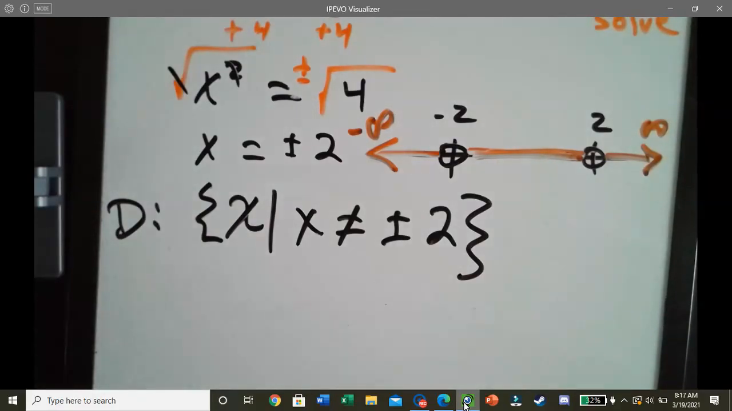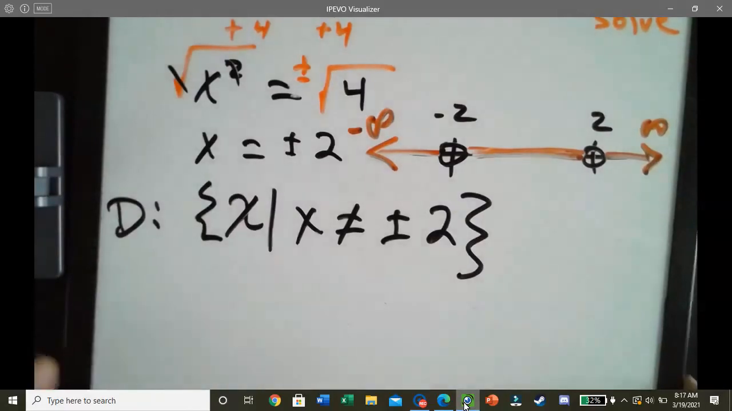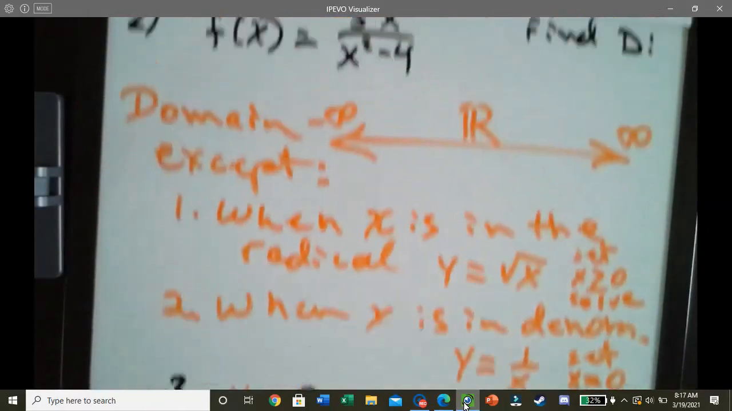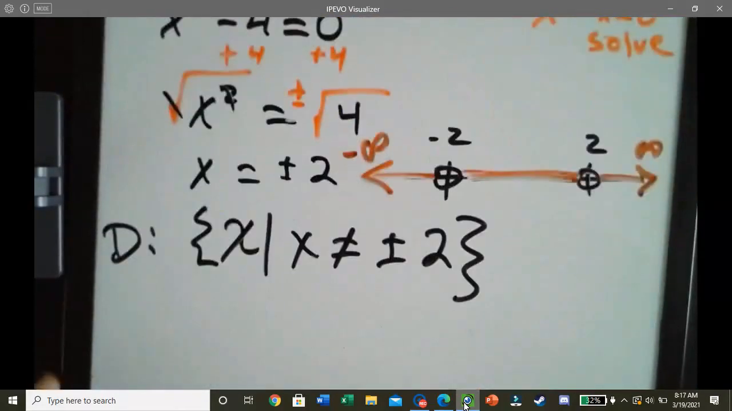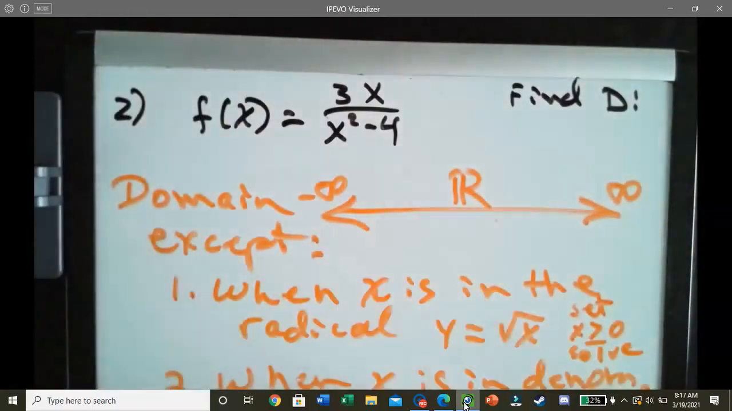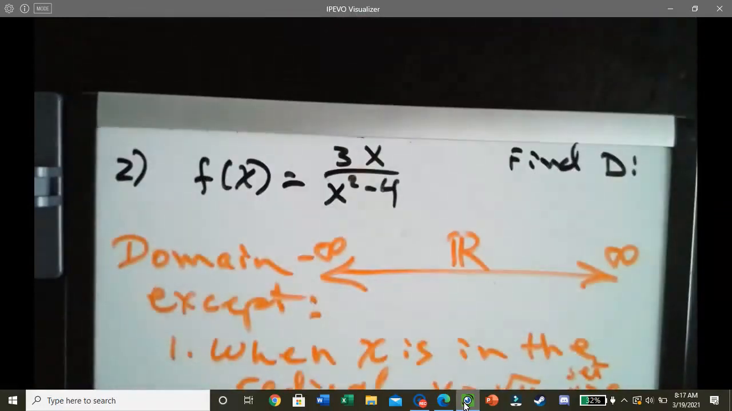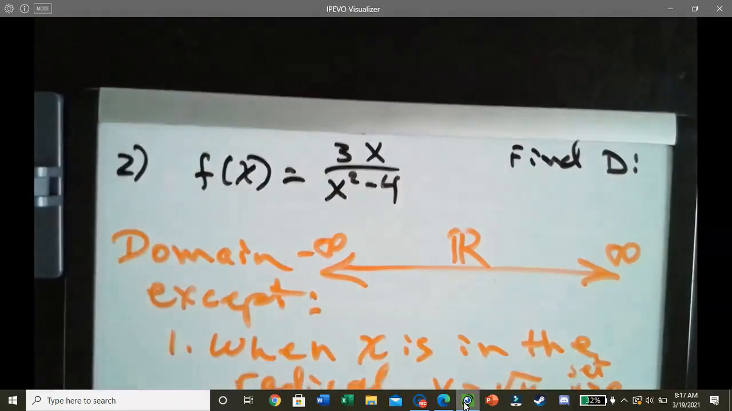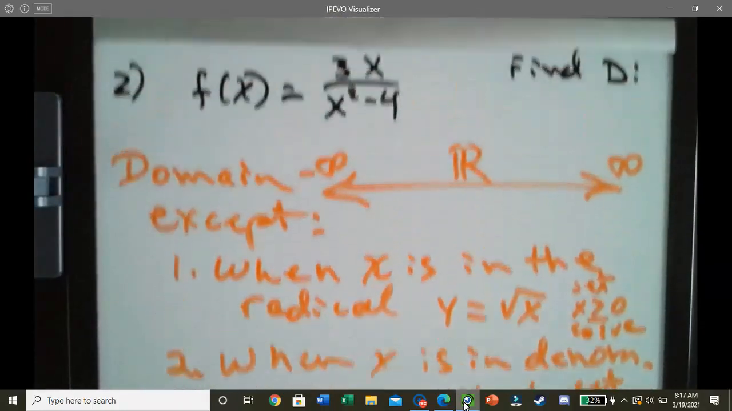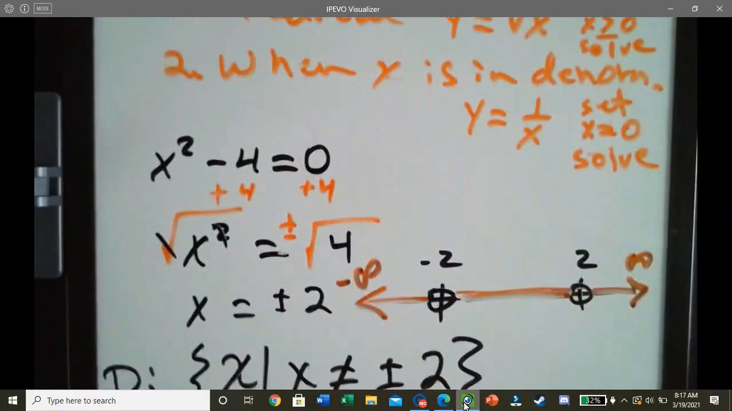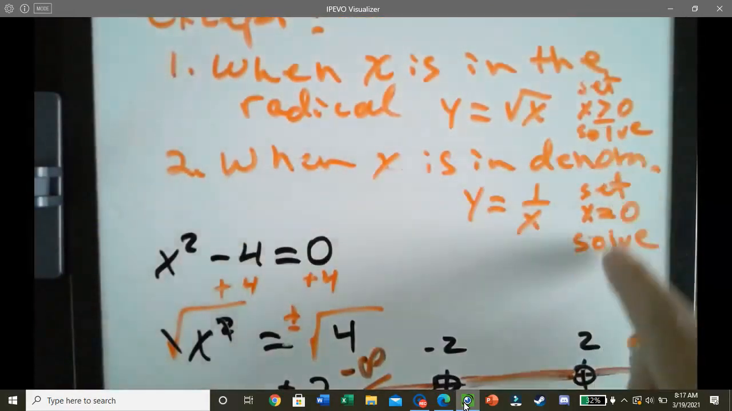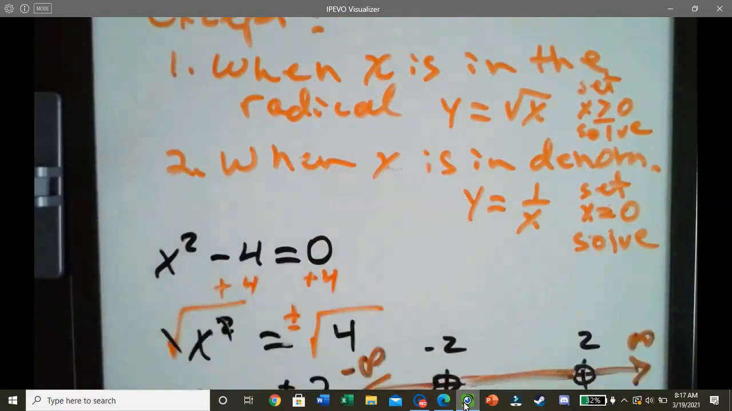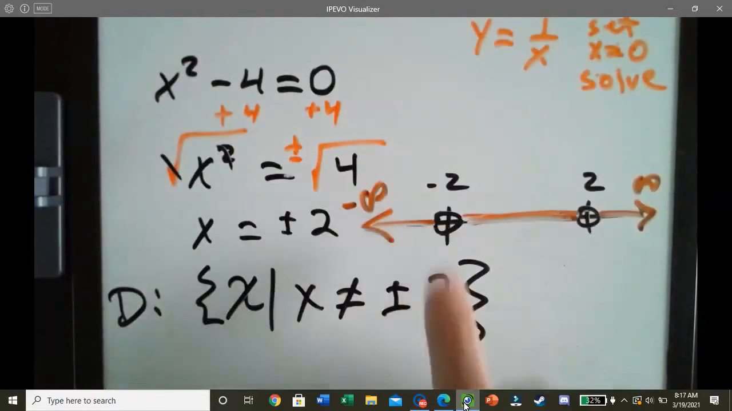How do you know it's an open circle? Well, if you have x in the denominator, they're all open circles. If x is in the radical, then it's closed, meaning greater than or equal to. So if x is in the denominator, it's going to be an open circle.